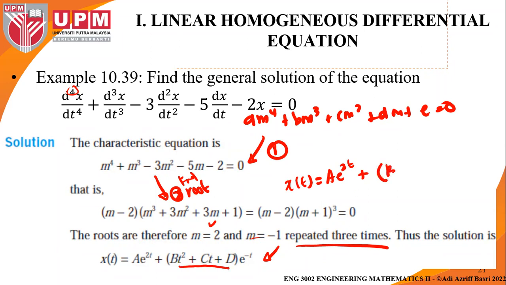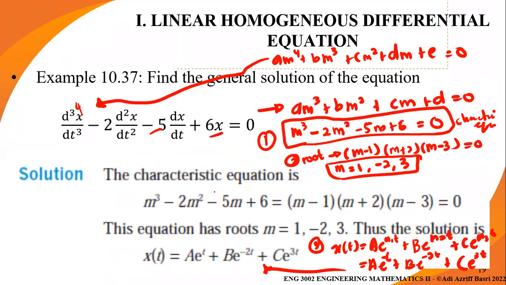So it's b t square plus ct plus d, times the exponent. What is your m2 number? It is -1, so a negative t. So this is your final answer. So there are 3 main steps. Okay, you need to remember this summary just now.